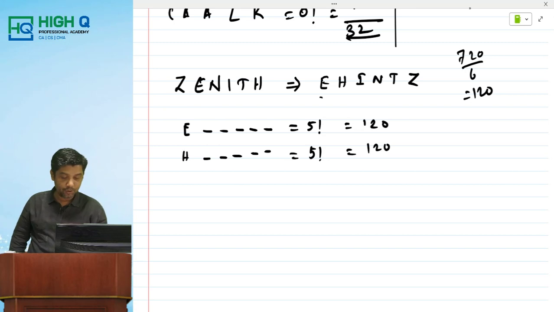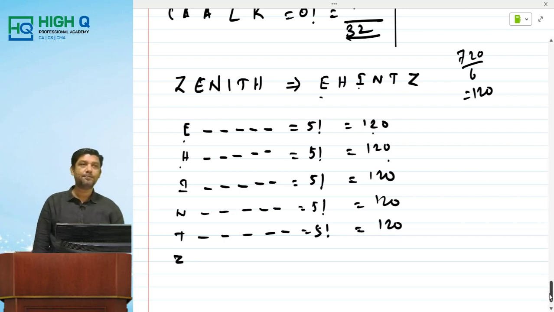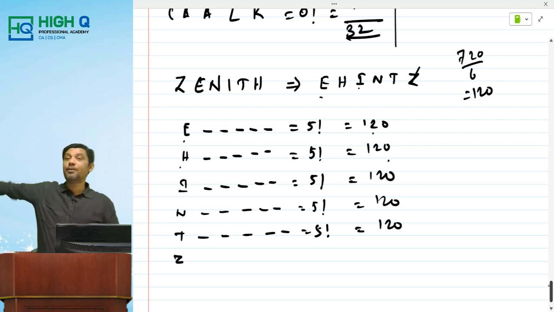Here what you are writing, E, 120. That is the first 120 words begin with E. The second 120 words begin with H. Do you want I as the first letter? 120. Do you want N as the first letter? No. Do you want T as the first letter? Do you want Z as the first letter? Yes. Cut this. Start from the beginning.